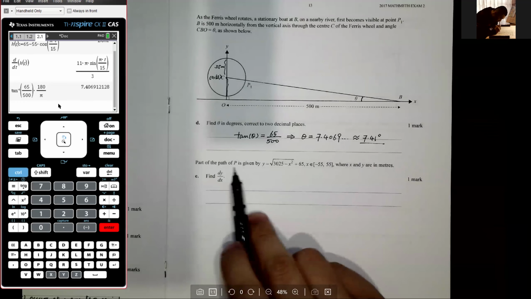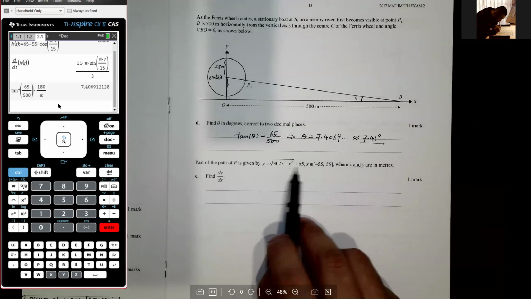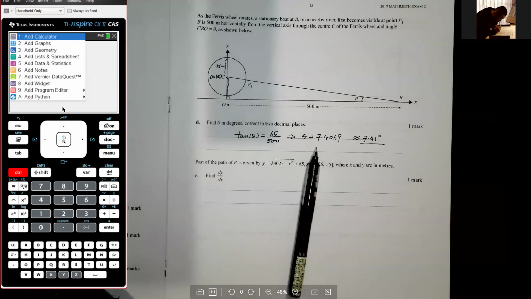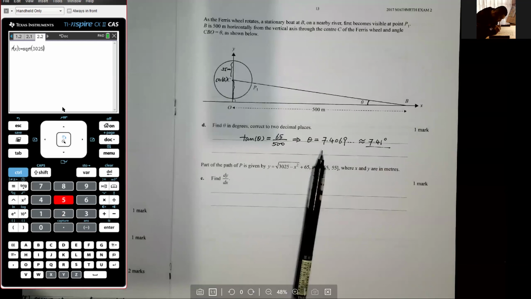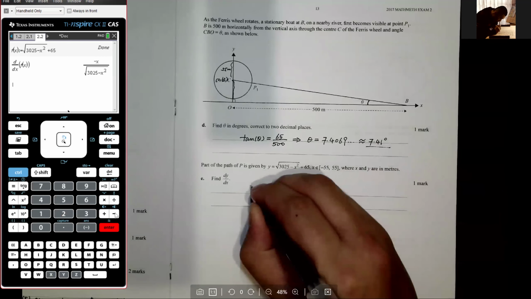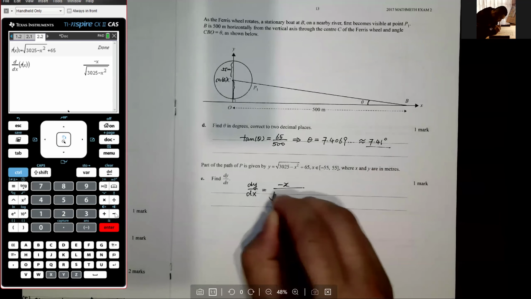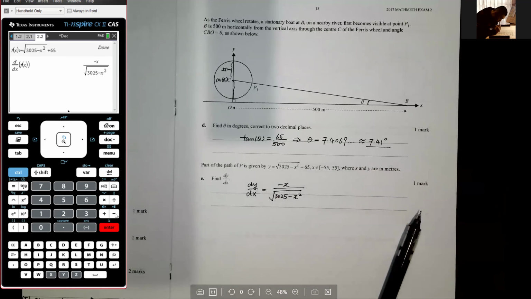And the path of P is given by y equals root 3025 minus x squared plus 65. So this is a semicircle, I would say. If you define this function as f of x, square root 3025 take away x squared, plus 65, next I'll take the derivative, and it's minus x divided by root 3025 minus x squared. Okay, so that is the answer.